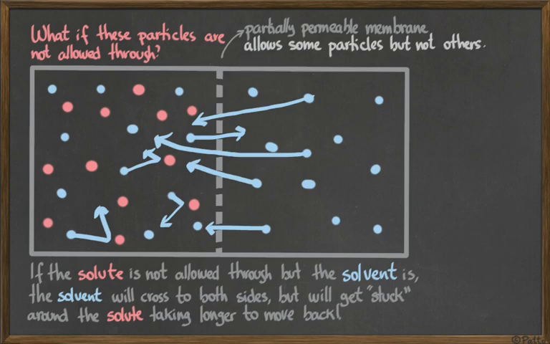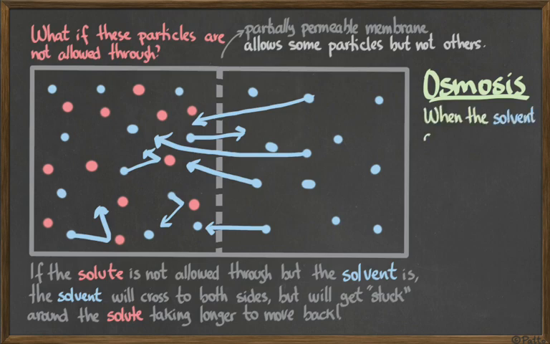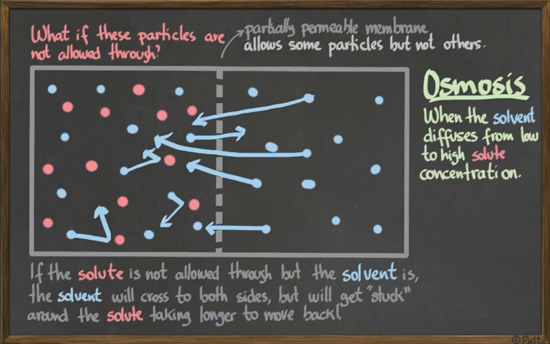So as a result, they tend to try to equalize the concentration. Of course, they're not thinking, they're not trying, but the idea of osmosis is that when the solvent diffuses, it diffuses from low to high solute concentration, and as a result, it ends up equalizing the concentration.